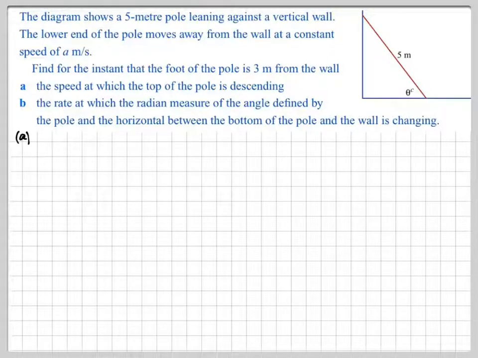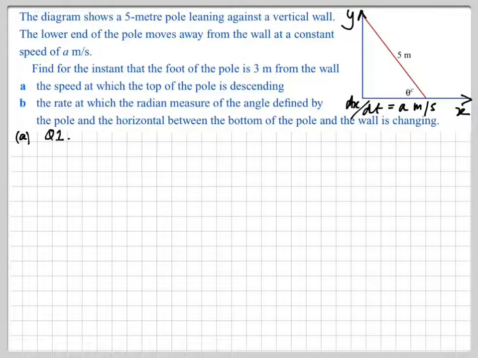Let's do A. Now, what have we got to do? The speed at which the top of the pole is descending. I think I need to label this diagram, so that I know what I'm doing. Look up to the top right: there's x and there's y. They're telling us that dx/dt is a metres per second, so that's going to be plus a, because it's moving to the right in the positive x direction. What they're asking us for, guys, is dy/dt. That's what they want, and we're going to give it to them.